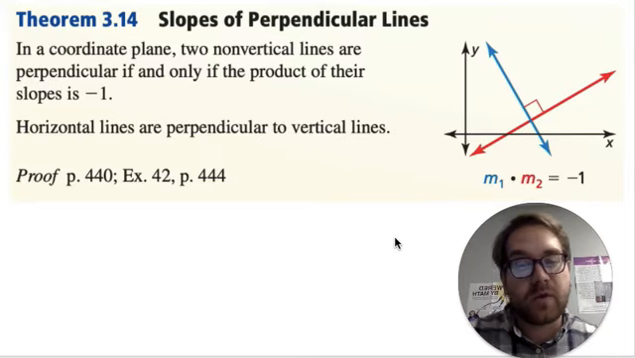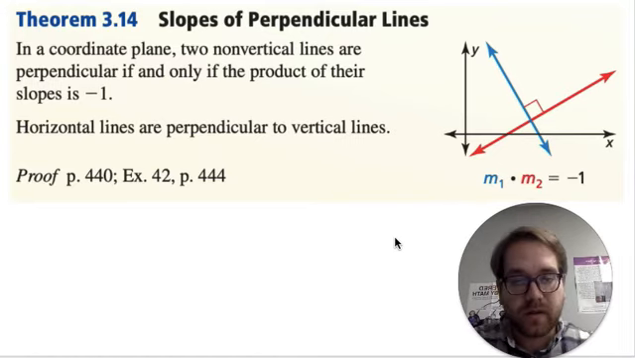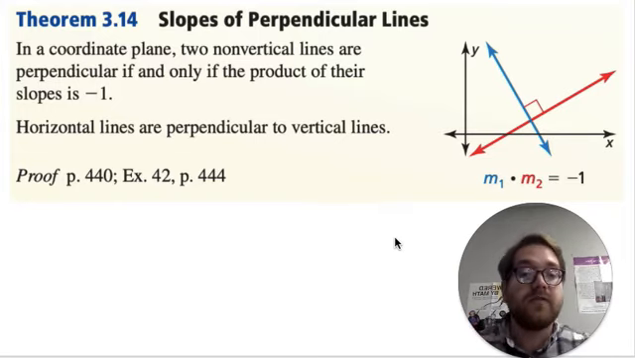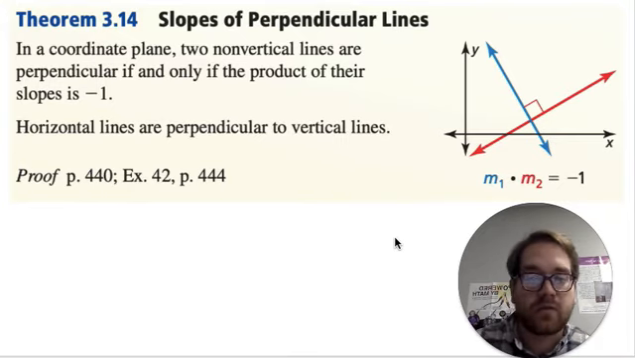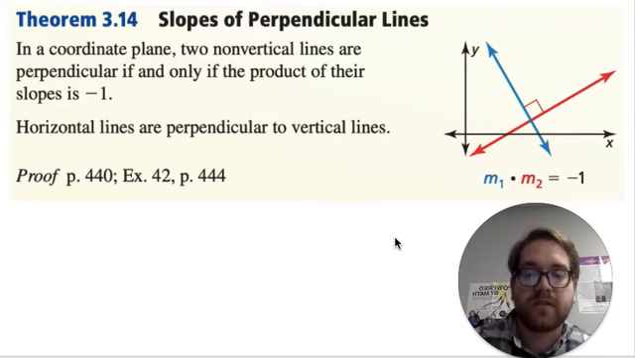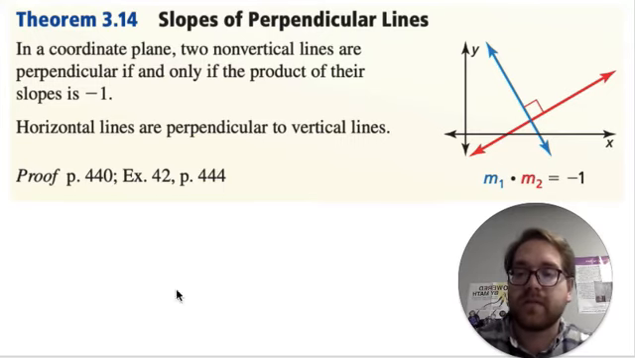Another phrase that we use for that is called negative reciprocal. A negative reciprocal. And so that's like if I have 2 and -1/2. Those are negative reciprocals of each other, and we'll look at those. But that's another way that we talk about perpendicular slopes: they're negative reciprocals of each other.